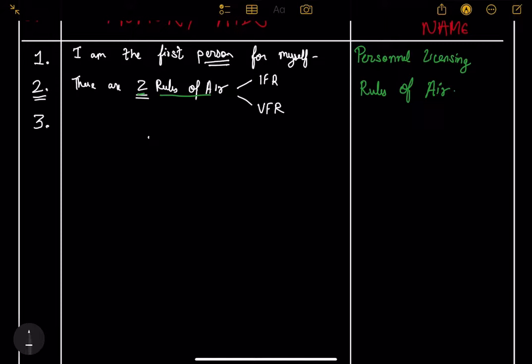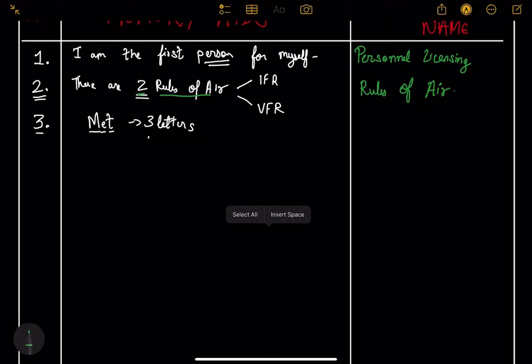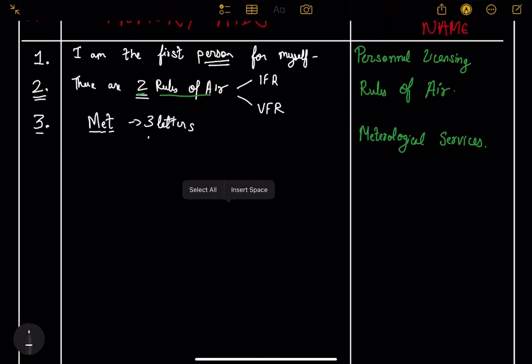Now, moving on to annexure 3. Annexure 3 is referring to a subject that we study known as MET. How many letters are there in the word MET? There are three letters. Annexure 3 and three letters in MET. So annexure 3 refers to the full name of the subject, which is Meteorological Services.